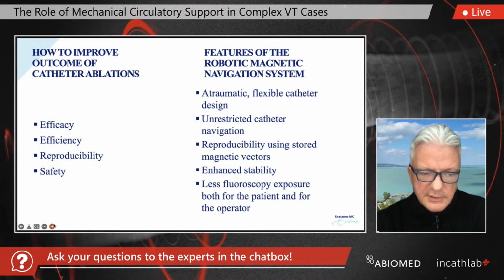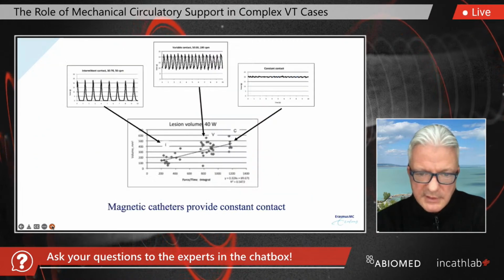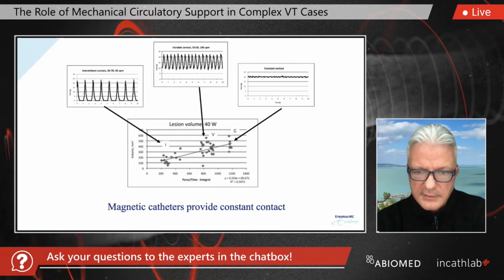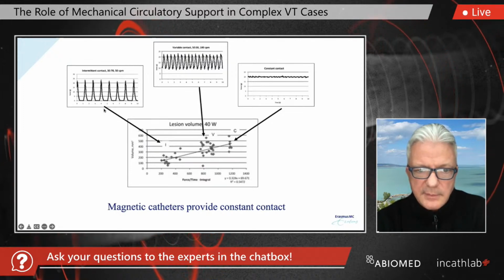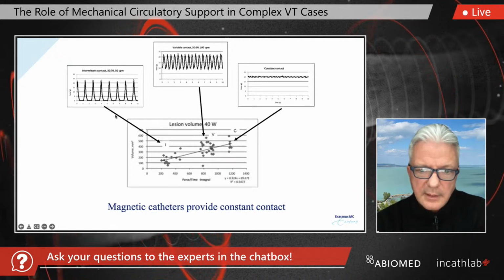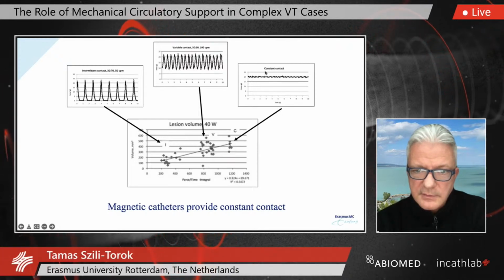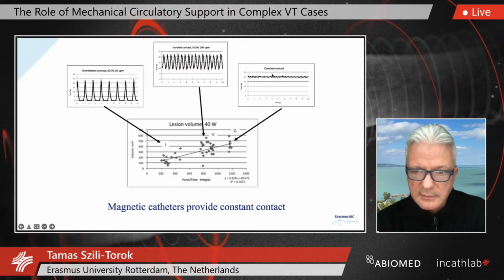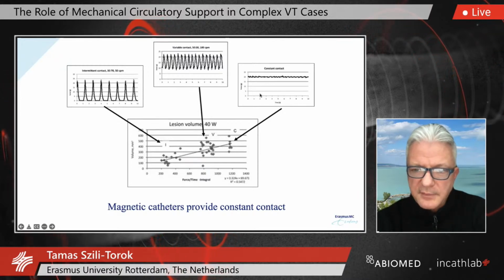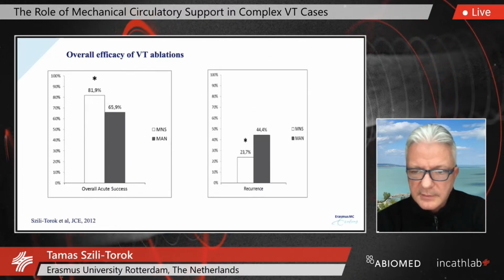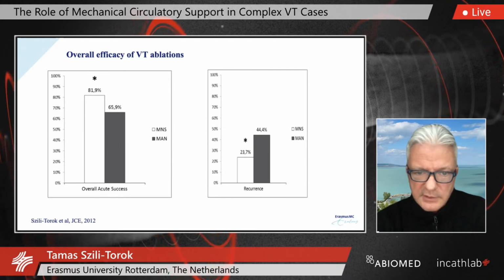And in most of the publications we and some other groups presented, it was associated with less fluoro time, which is, of course, also very important for us operators. Here you see the major difference between manually guided catheters and magnetic navigation. In the right upper corner, you see the so-called constant contact. With this catheter, it's almost like a front-wheel drive car. The tip of the catheter just sticks on the wall of the heart. That can be an advantage in many chambers.